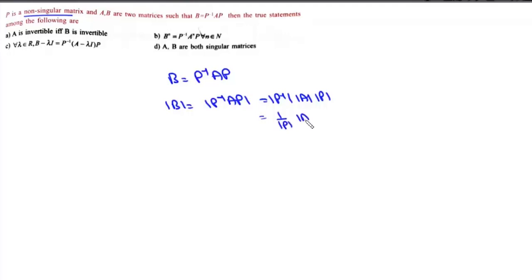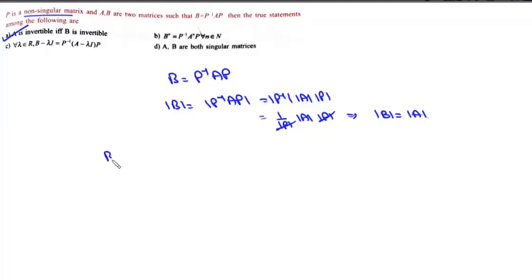Now the question is, if P is a non-singular matrix and A and B are two matrices such that B is P inverse AP, then the true statements among the following are. Now we find determinant of B. Determinant of B will be determinant of P inverse AP, which is determinant of P inverse into determinant of A into determinant of P. Now determinant of P inverse is 1 upon determinant of P, so determinant of P will cancel. So from here we get this condition that determinant of B is equal to determinant of A. So if A is invertible, then B is also invertible. So this option A is correct.